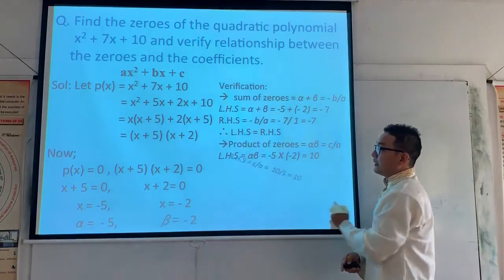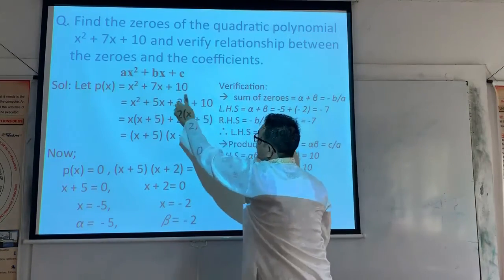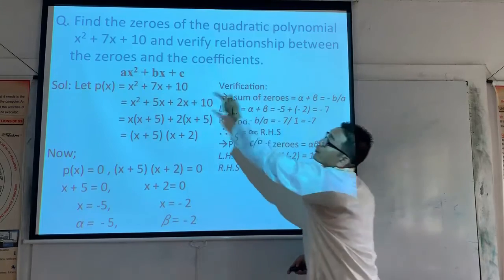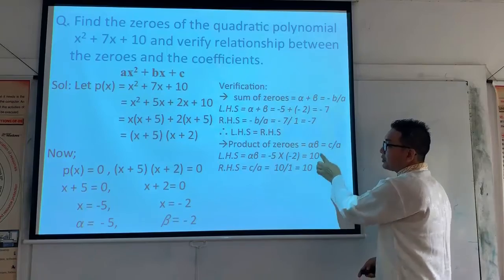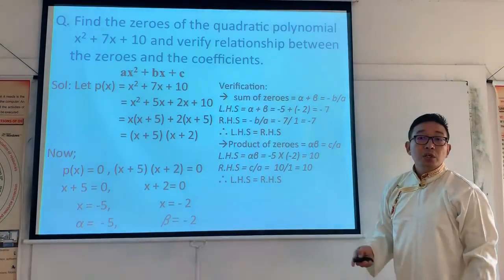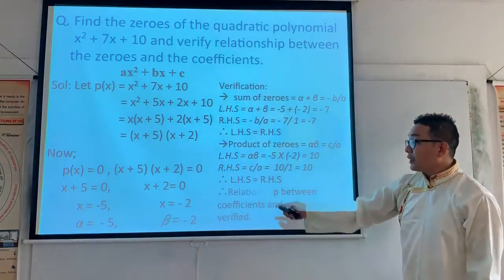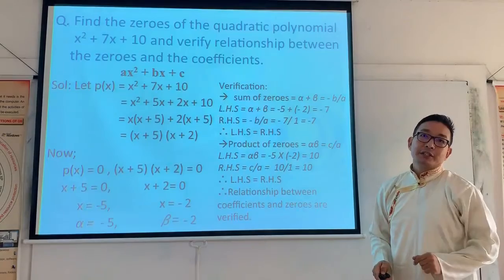Right hand side, c by a. C is the constant term, 10. A is the coefficient of x squared, which is 1. So we get 10. Therefore, again the left hand side is equal to the right hand side. Hence, the relation between the coefficients and zeros is verified.